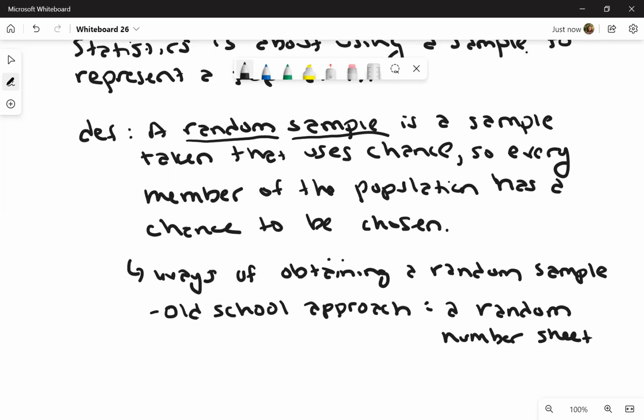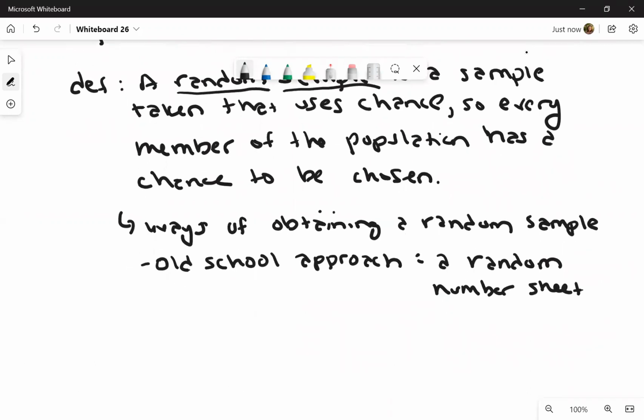But the idea is that if you randomly start on the random number sheet, and how you choose to randomly start doesn't really matter, like close your eyes, point to it, and the number you're pointing on is your random starting point. You use that to generate a sample. I'm not going to go through that approach because, as it says, it's the old school approach. The approach that most people take is technology.